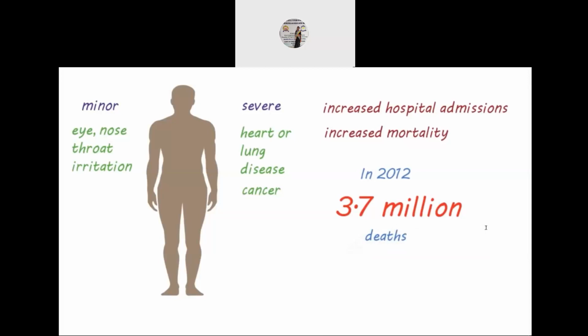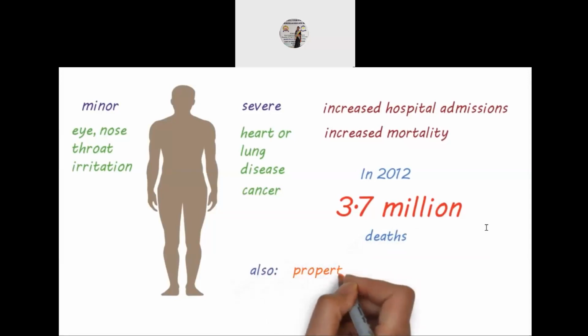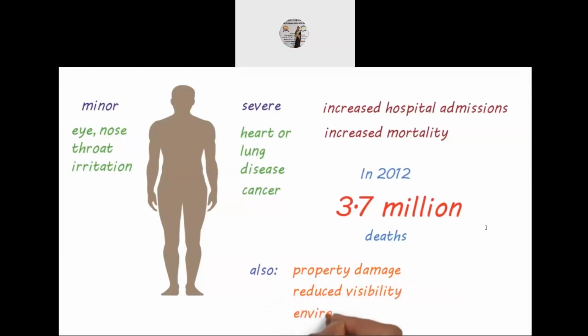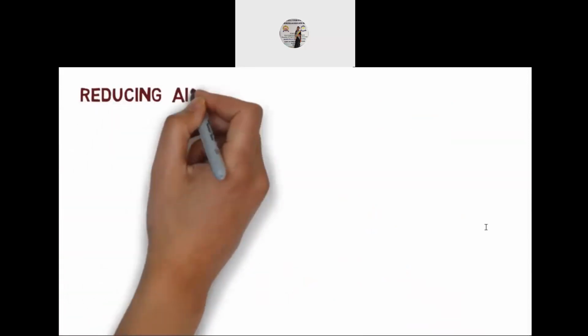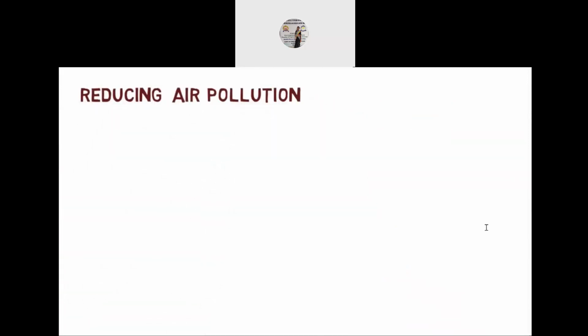In addition to causing health effects, air pollution can also lead to damage to property, reduced visibility, and have other effects on the environment, like acid rain. What can we do to reduce air pollution? Well, there are many different ways to reduce air pollution.